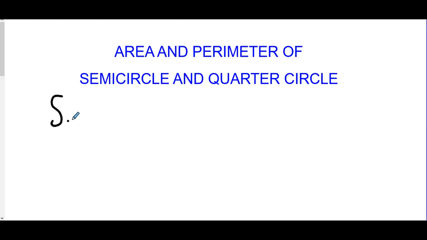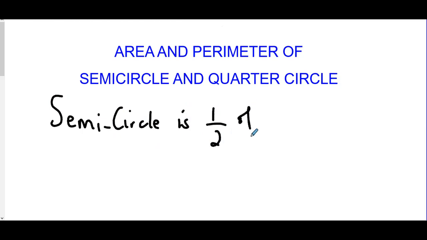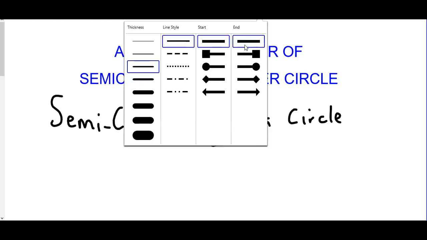Semi means half. A semicircle is half of a circle. That is what it means by a semicircle. So when I say semicircle, I mean half of a circle.